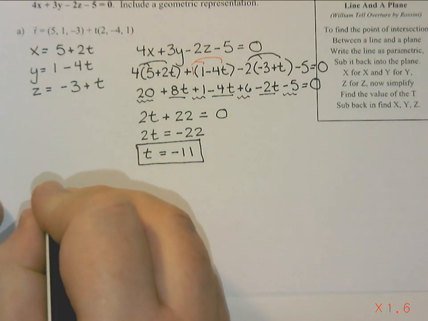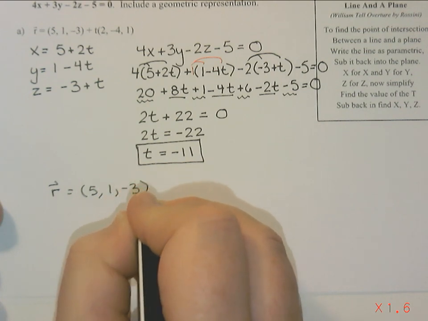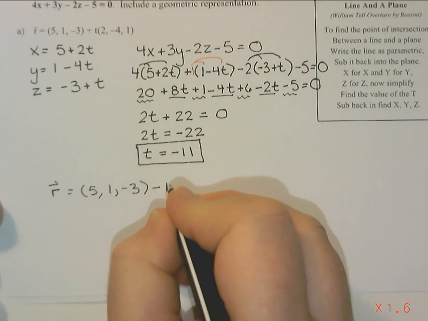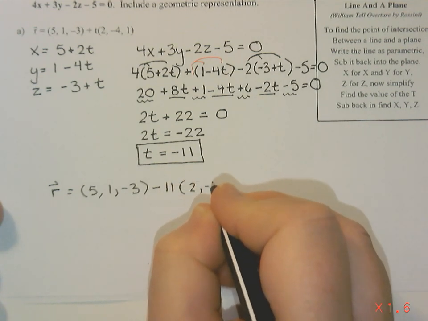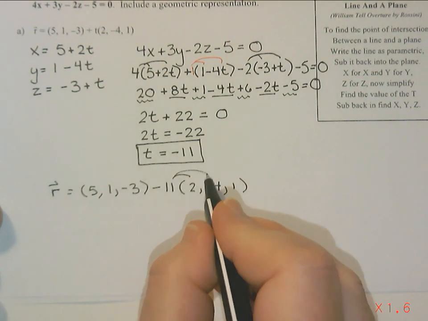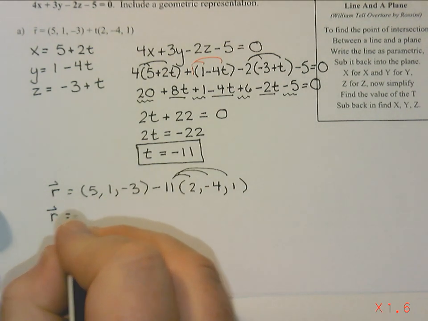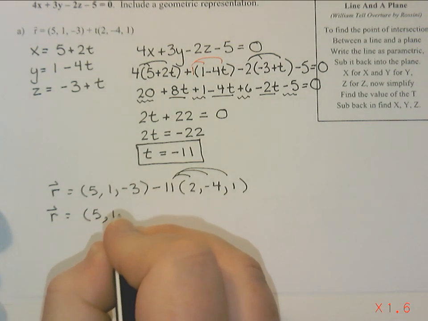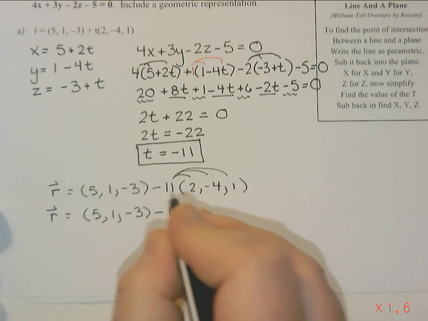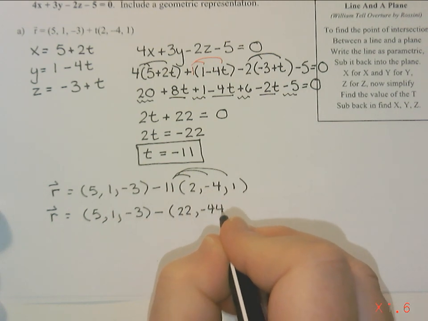So we're going to say that our r is 5, 1, and negative 3. And then we're going to do plus t. It's a minus 11. So I'm going to do minus 11 times 2, negative 4, and 1. We're going to multiply that in. So I'm going to end up with 5, 1, negative 3. I'm going to leave the minus and just multiply by 11. So I'm going to get 22, negative 44, and 11.